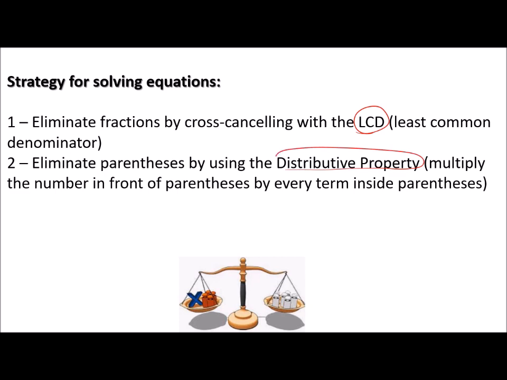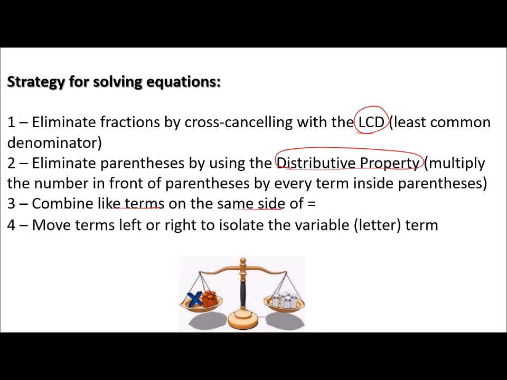Now, the distributive property, as you recall, is when you multiply the number in front of a parentheses by every term inside of the parentheses. The third thing to do, just to make it more efficient, would be combine like terms that are on the same side of an equation. Then you can move terms left or right by adding or subtracting. That will isolate the variable, which is the letter.